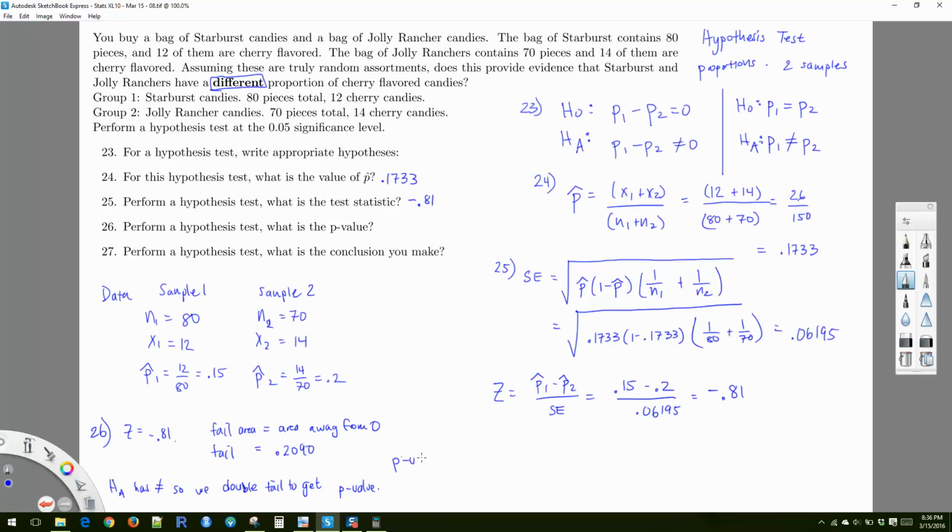Okay, so our p-value is going to equal 0.419, or I'm sorry, 418.